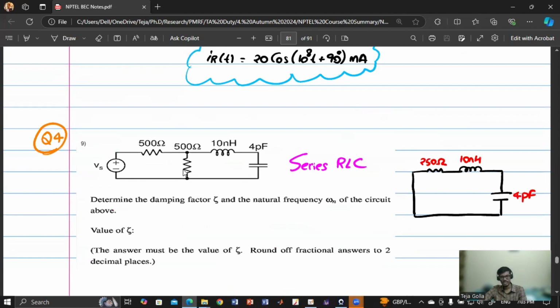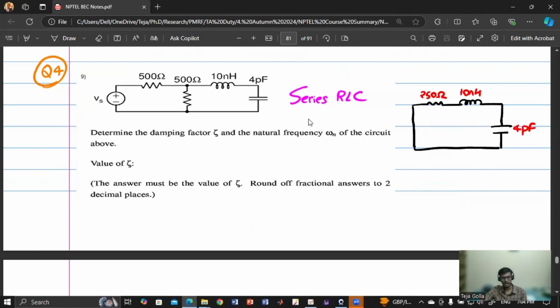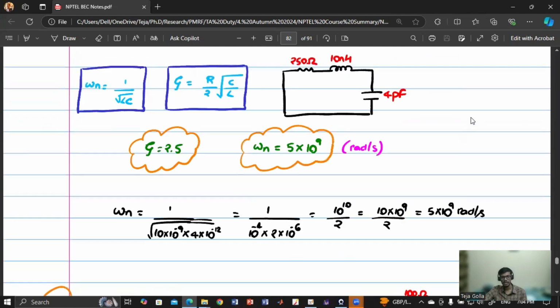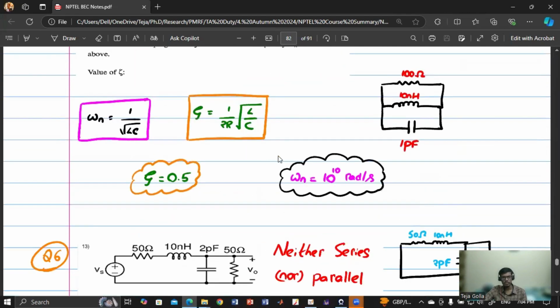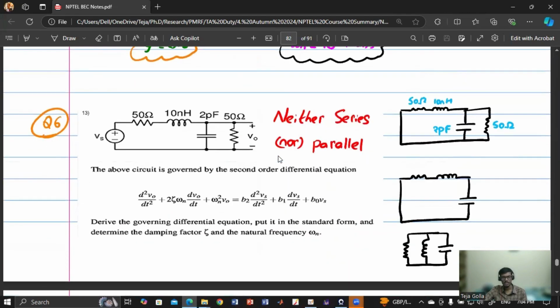Similarly, here they have given a series RLC circuit. Why is it series RLC? If you remove the source, these two will be in parallel and it will be R, L, and C in series. So it will be series RLC. They're asking zeta and omega. I need not even write the differential equation. I can use the formula that I know to calculate zeta and omega. Most of the questions are asking zeta and omega, so it is very simple and straightforward.